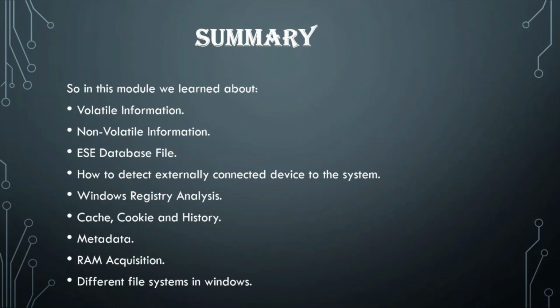So let's see the summary of what we have learned in this Windows Forensics module. We have learned about volatile information, non-volatile information, ESE database files, how to detect externally connected devices to the system, Windows registry analysis, cache, cookies and history, metadata, RAM acquisition using FTK Imager and Volatility, and different file systems in Windows.